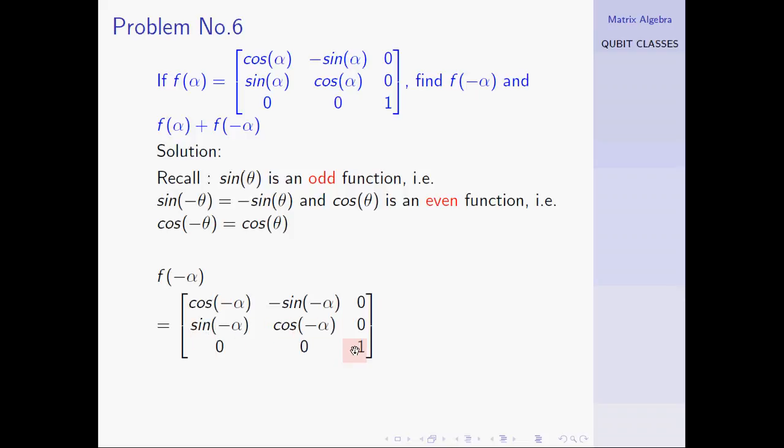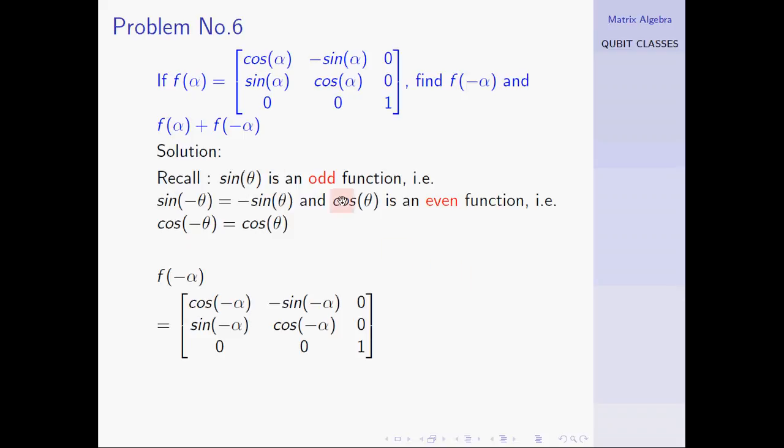Now if you have learnt about functions and their characteristics, you'll recall that sin theta is an odd function. That is, when theta is replaced by minus theta, sin of minus theta becomes minus sin theta. This is the characteristic of an odd function. And cos theta is an even function. That is, if you replace theta with minus theta, you will still get the same result. So cos of minus theta is equal to cos theta.